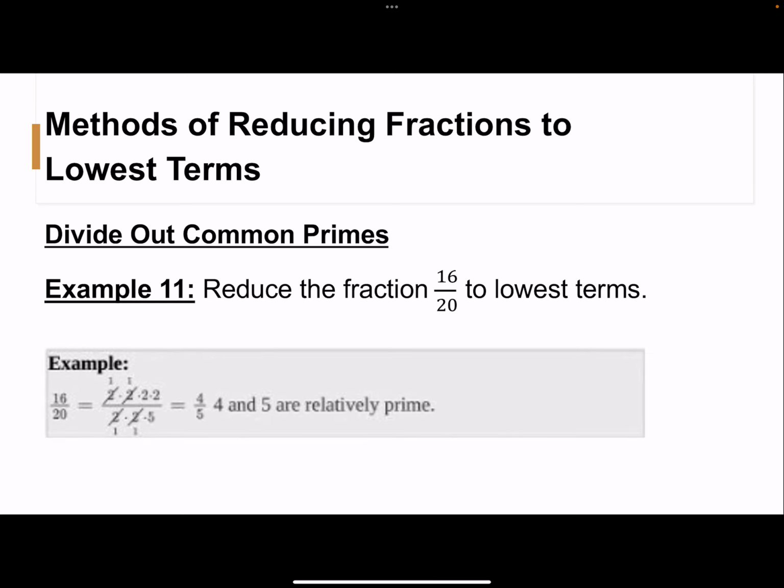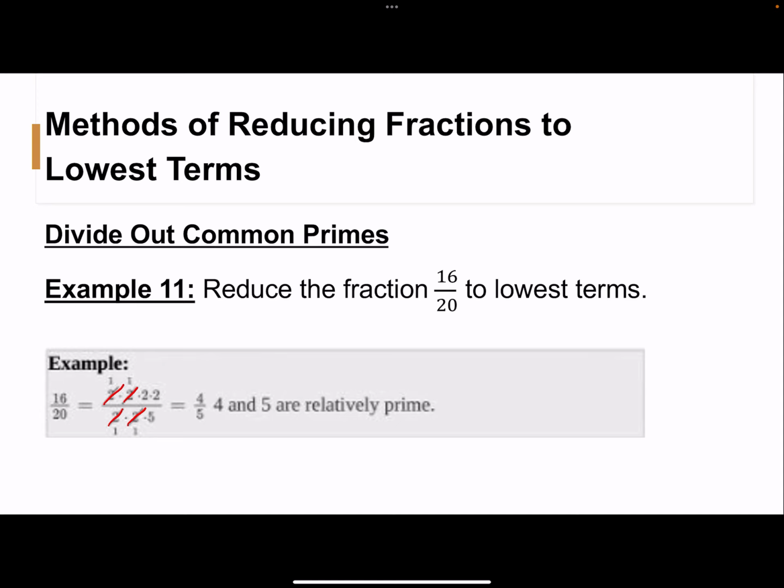All right, so let's look at an example. If we do 16 and write it out as a product of primes, that's 2 times 2 times 2 times 2. 20 is 4 times 5, so 2 times 2 times 5. So we mark out all common factors, and whatever we have left we multiply back. 2 times 2 is 4. I only have a 5 on the bottom. Since 4 and 5 are relatively prime, meaning I don't have any other factors that I can divide 4 and 5 by other than 1, we say that 16/20 reduced to its lowest terms would be 4/5.